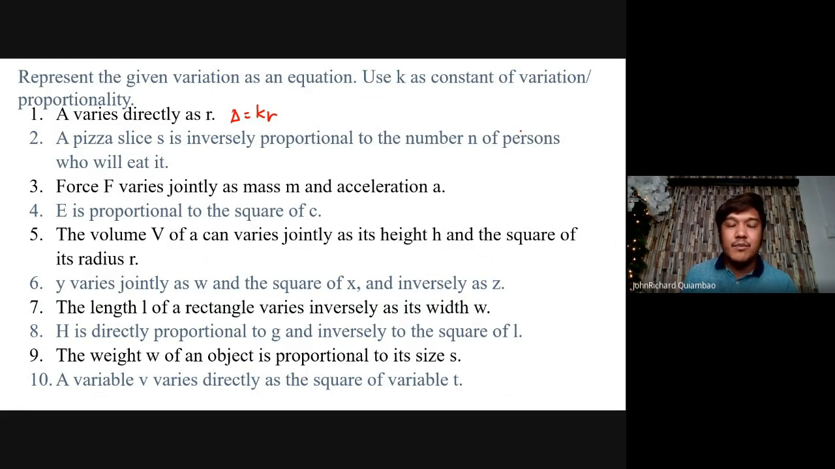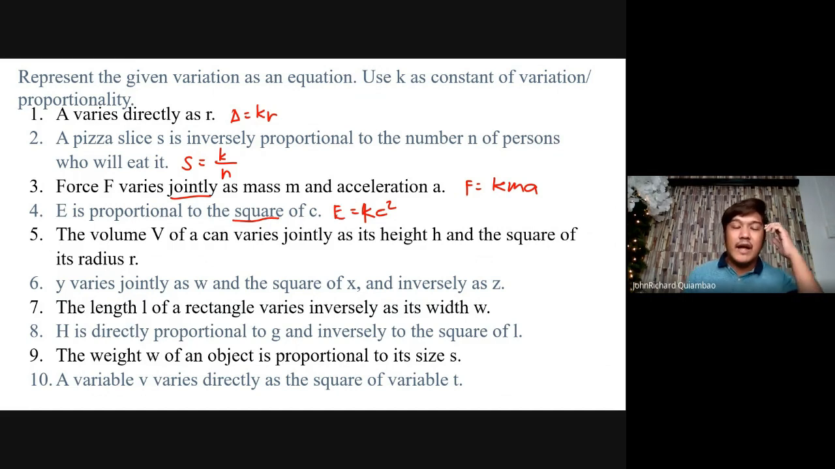A pizza slice is inversely proportional to the number n of persons who will eat. So that will be, let's say, S is equal to k over n. Force F varies jointly as the mass m and acceleration a. So that will be jointly, so you will be having F is equal to kma. E is proportional to the square of c. So definitely, E is equal to kc squared. Because of the word square, you will be raising c to 2.